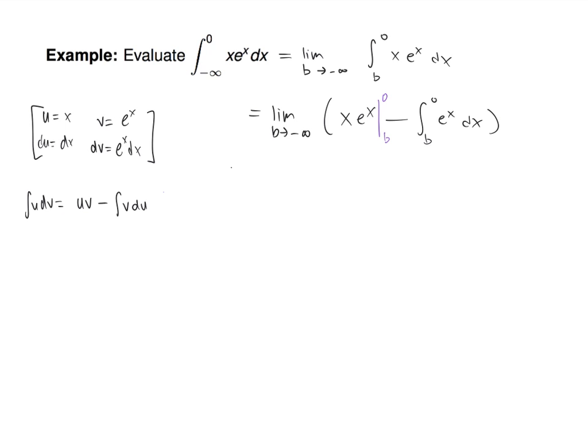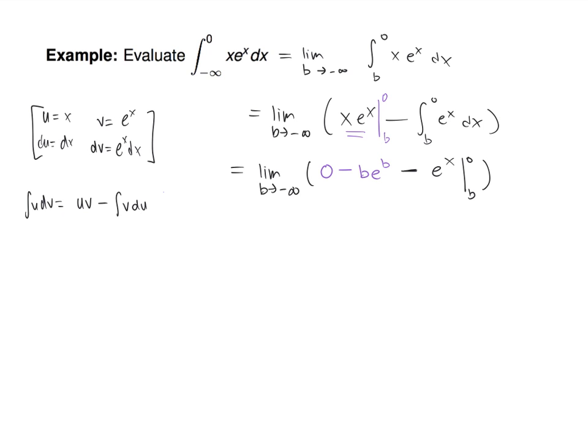Okay. So limit b goes to minus infinity. So let's do two things. I'll just color code this so you can see it better. So for this thing, first we plug in 0, which gives us 0. Minus, then we plug in b, right? Which gives us b e to the b. Yes? Okay, great. We have minus e to the x, because the antiderivative of e to the x is e to the x, from 0 to b, sorry. Said that backwards.